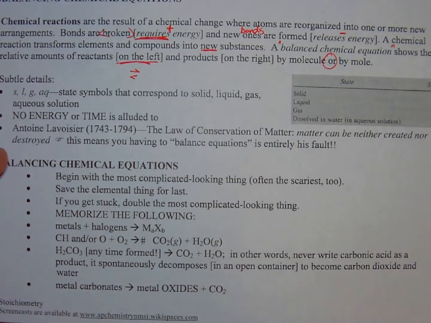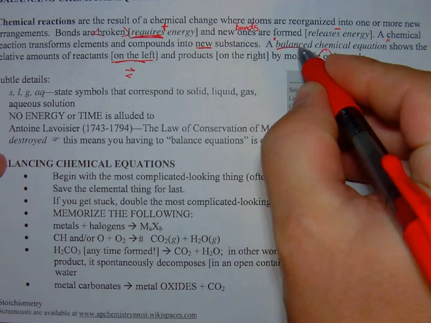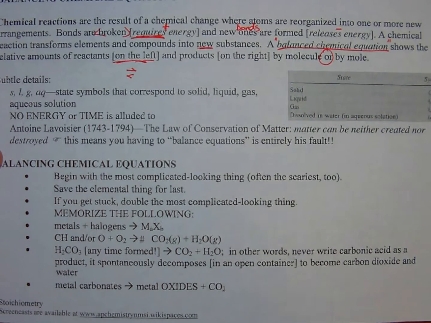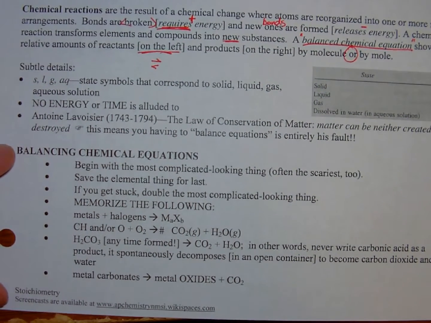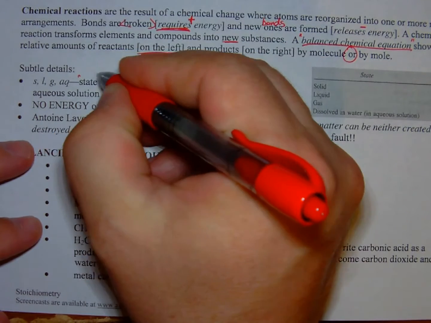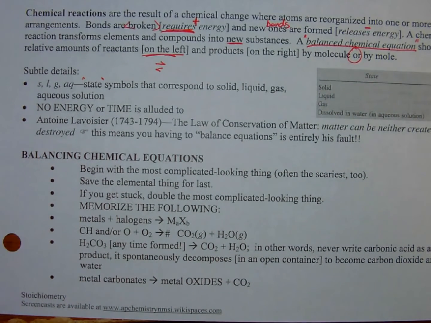So one of the first things that we want to do in almost any one of our free response questions is to make sure that we have a balanced chemical equation so we can get that info. So some subtle details that we do want to be aware of. S, L, G, AQ are state symbols. They tell you what state that substance is, referring to solid, liquid, gas, or aqueous solution.